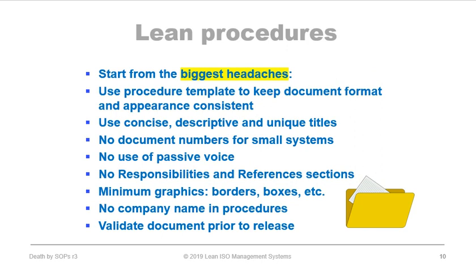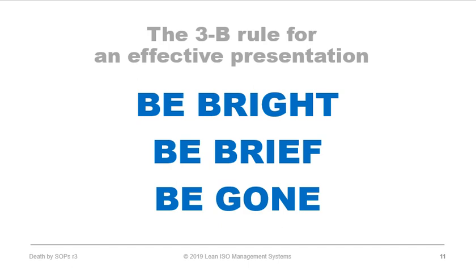Transition to the lean documentation system. Start from the biggest headaches. Use procedure template to keep document format and appearance consistent. Use concise, descriptive, and unique titles. No document numbers for small systems. No use of passive voice. No responsibilities in references sections. Minimum graphics. No company name in the procedures. Validate document prior to release.